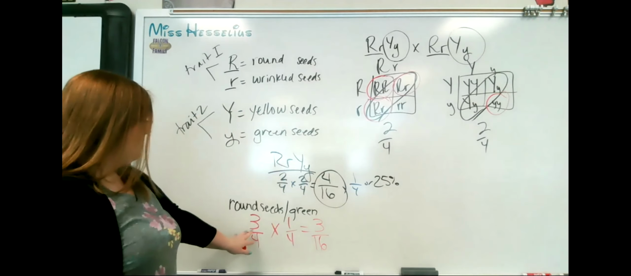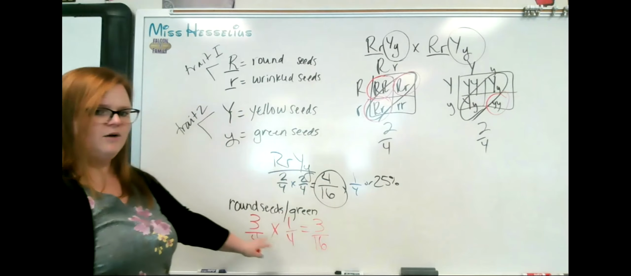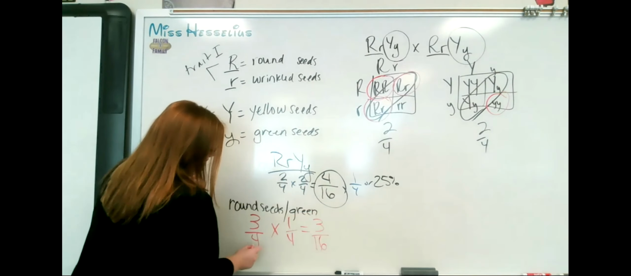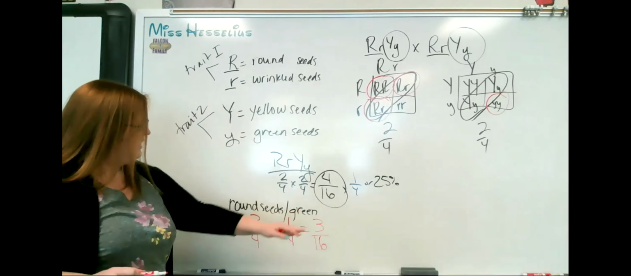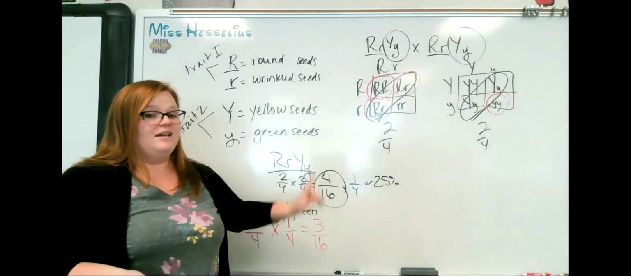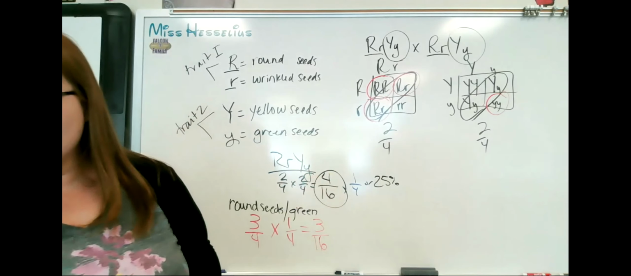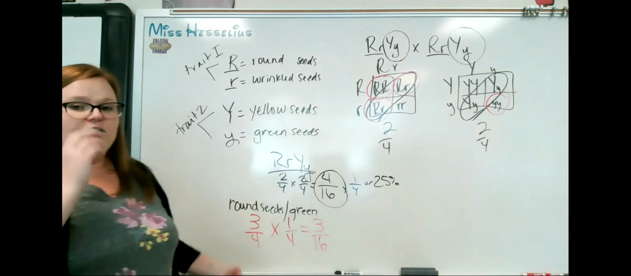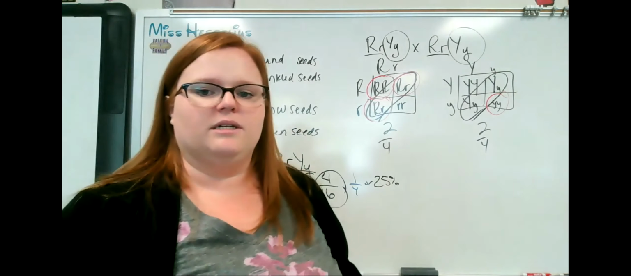Don't look at this and think, oh, it's just 1. It's 100%. Don't add the fractions. Make sure you're multiplying the fractions. So 3 times 1 is 3. 4 times 4 is 16. You multiply the numerators and multiply the denominators, which is the same answer we got last time, if you remember. So if you do a big dihybrid cross or the fraction method, you're going to get the same answer, which is important to know.